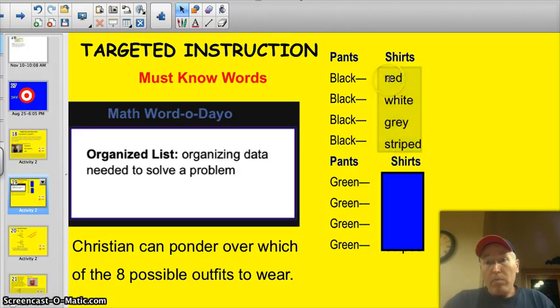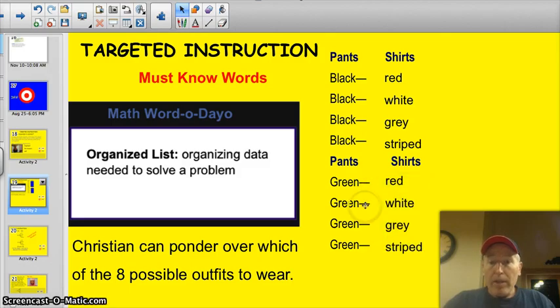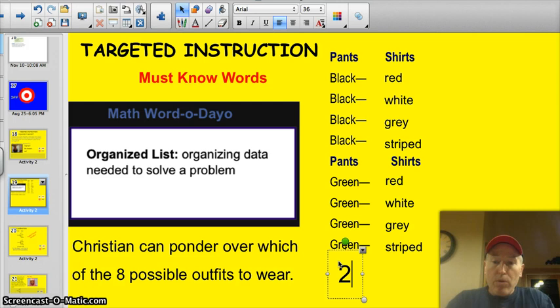Well, he could wear the black with the red, the black with the white, the black with the gray, or the black with the striped. He could also wear the green with the red, the green with the white, the green with the gray, or the green with the stripe. You get the idea. Christian can ponder over which of the 8 possible outfits to wear. One cool way of looking at this is if there are 2 types of pants times 4 shirts, you get a total of 8 possible combinations.